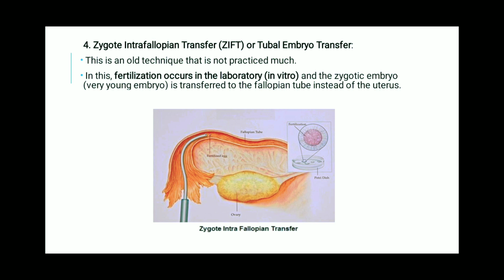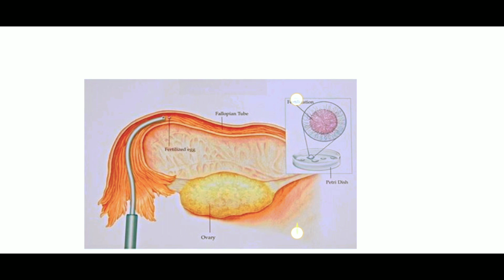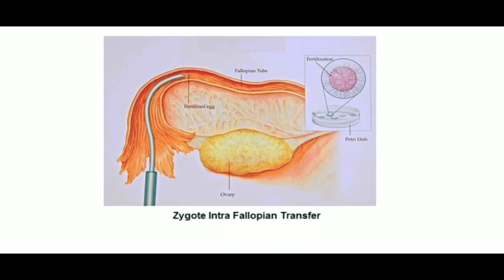ZIFT is about 5% more successful than the GIFT technique, which is the last technique, which we will see in the next slide, because ZIFT involves implantation of the zygote or the fertilized egg instead of gametes. Now, in this particular diagram, you will be able to notice the fertilization has been done outside the body in the petri dish, and that fertilized egg has been transferred by the transfer tool directly into the fallopian tube of a female at a particular location.